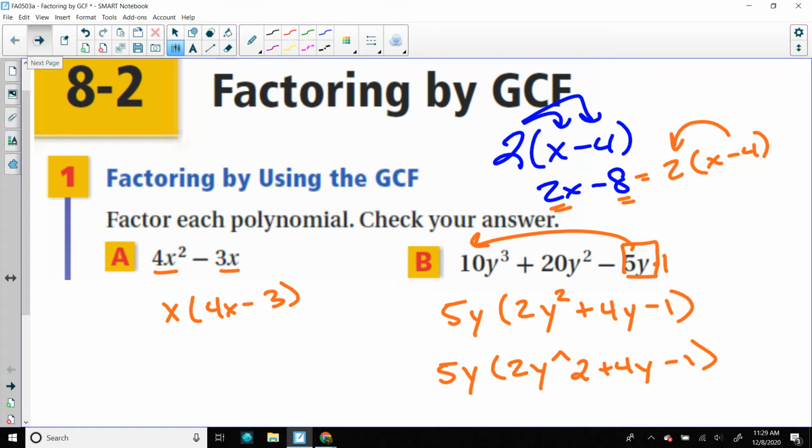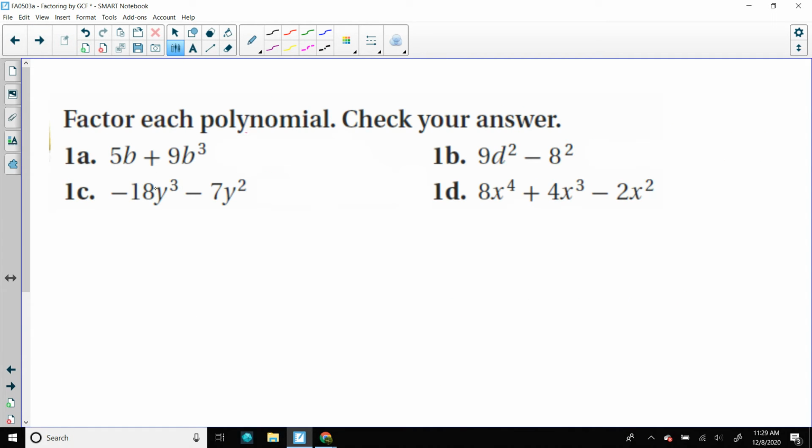Go ahead and do another one. On this one, we've got 5b plus 9b cubed. There's a b in each of these, but nothing goes into 5 that also goes into a 9. So this is going to be an easy one. We'll put a b out front, and we'll have 5 plus 9b to the power of 2, because we took one of those b's away, and now we only have 2 left.